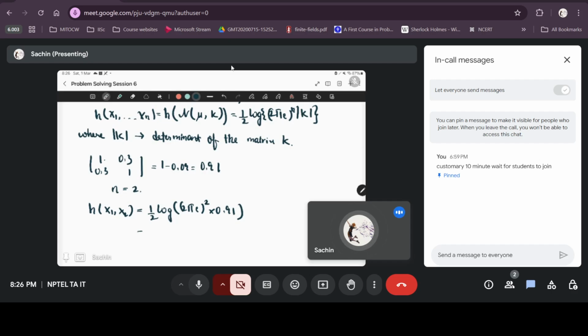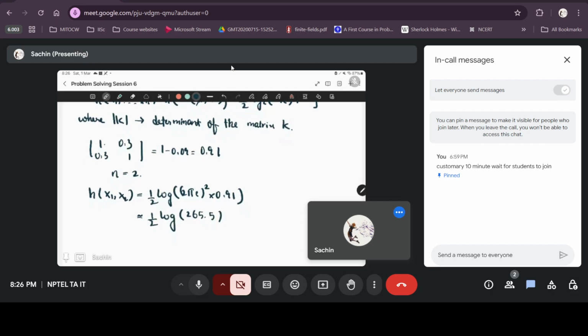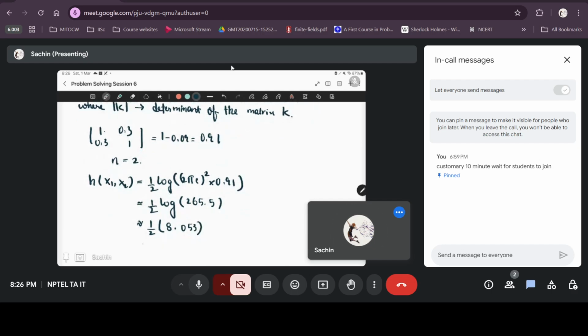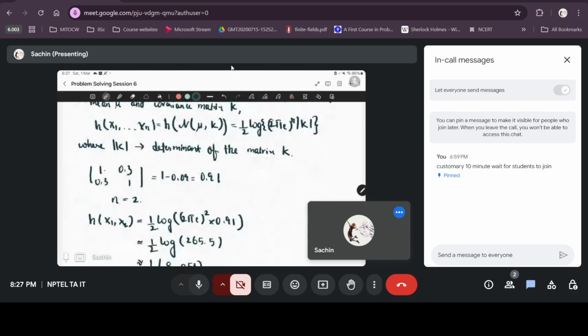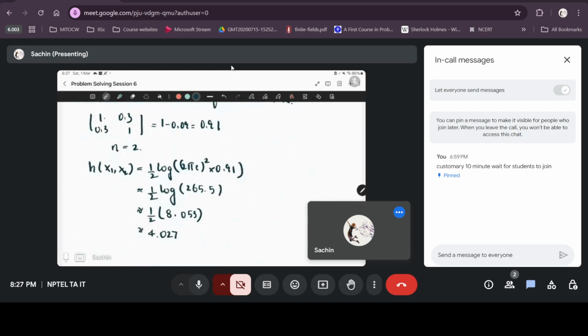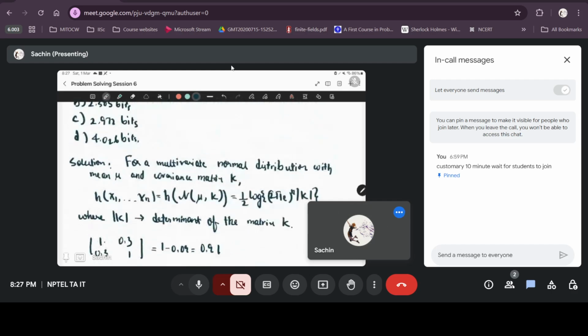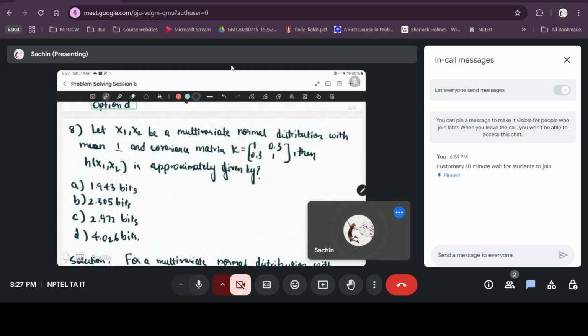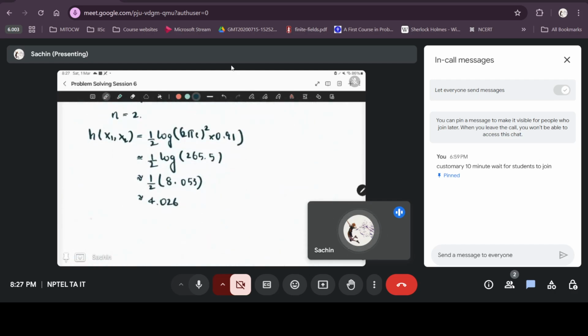If this is approximately half log 265.5, which is approximately half of 8.053, which is approximately 4.027, 4.026. So the right answer is option B.